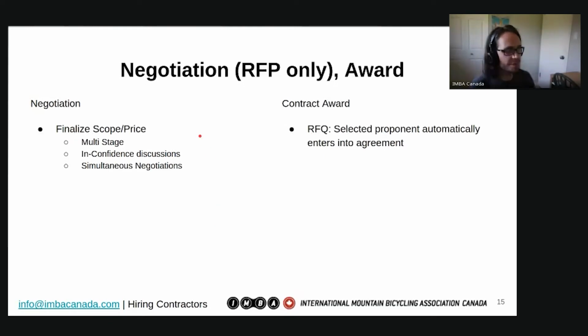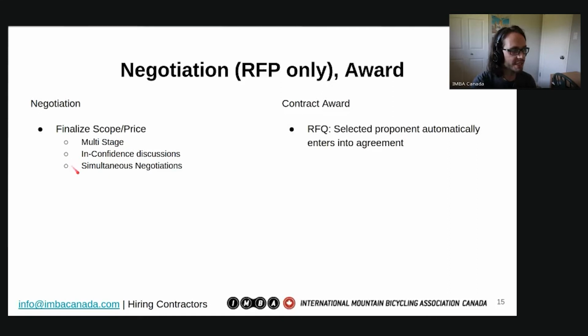After that, you've entered the negotiation phase. So you've evaluated all of the proponents, and after eliminating all of the non-responsive bids, you've evaluated the remaining and chosen one, and you can begin your finalization of the scope and price, which can be a multi-stage process. So you can have a first phase RFP and then a second phase where you're only getting a really detailed response from a few firms that have met your initial criteria.